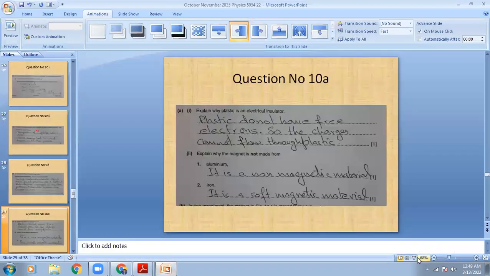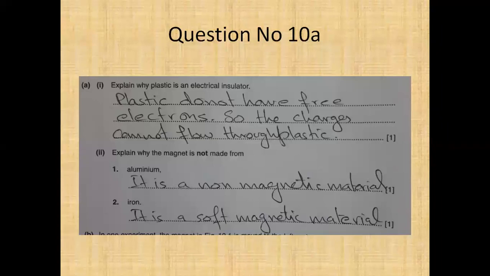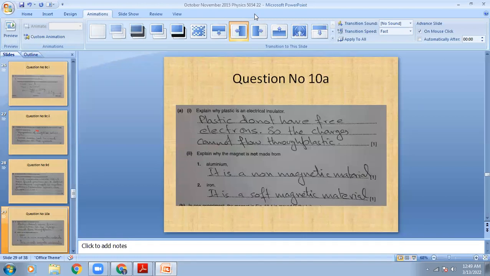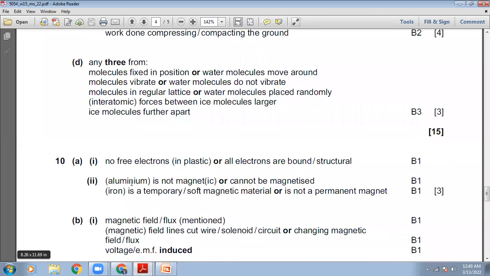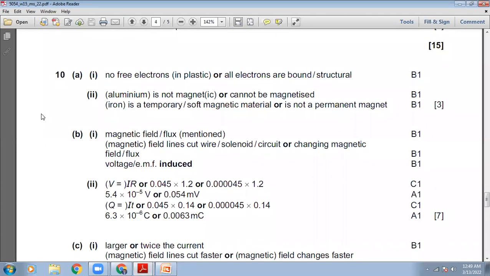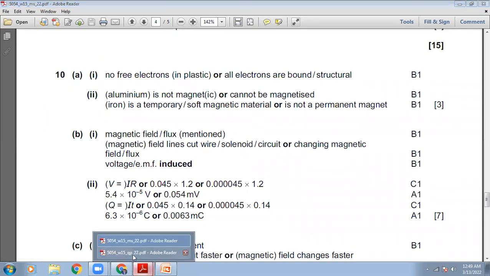So let me show you my written answer. Here we go. For aluminum, we'll say it is a non-magnetic material, and for iron it is a soft magnetic material. Soft magnetic material means it does not retain its magnetic properties for a long time. So let's have a look at the marking scheme. Okay, so question number 10. No free electrons in plastic, or electrons are bound structural. Aluminum is not magnetic, cannot be magnetized. Iron is a temporary soft magnetic material, or is not a permanent magnet. Okay, so that was question number 10 A part.